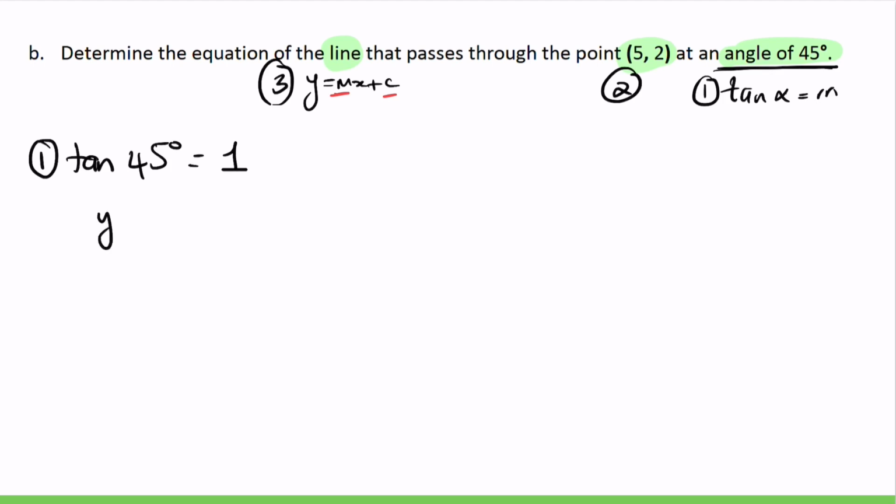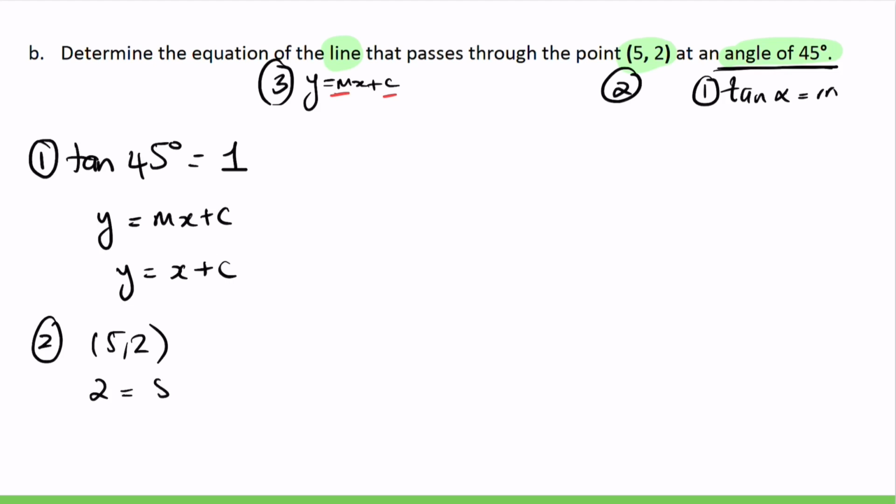So that means I know that my equation is going to be y equals mx plus c, where m in this case is just 1, so I can just write that as x plus c. I then have my 5 and 2 that I can substitute in, so when y is 2, x is 5, take that over, we'll get negative 3. And so finally I can write out the equation of the line, which would be y equals x minus 3.